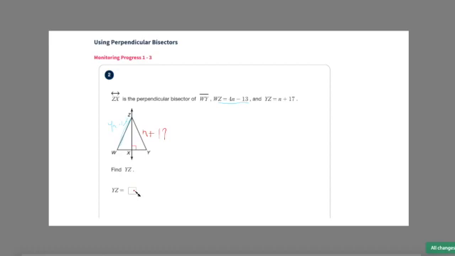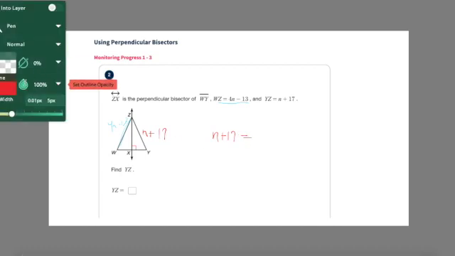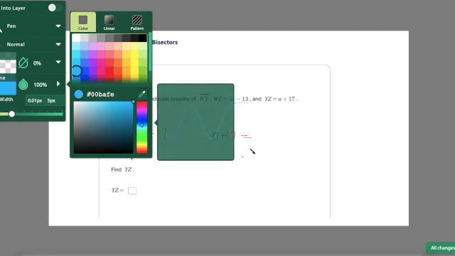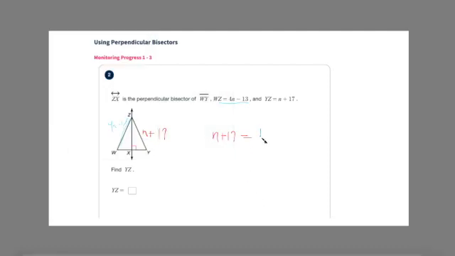We're asked here to solve for YZ, which you can see is given as n plus 17. And then we're also given the length of that other segment as 4n minus 13. So because of our theorem, I can say that n plus 17 equals 4n minus 13. Okay? Because I know it's a perpendicular bisector, I know that they're congruent sides.